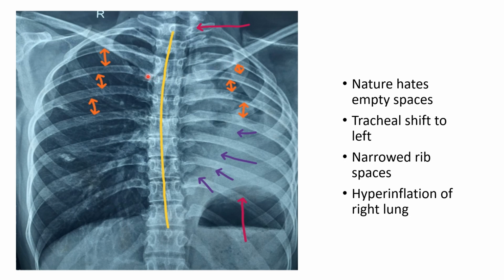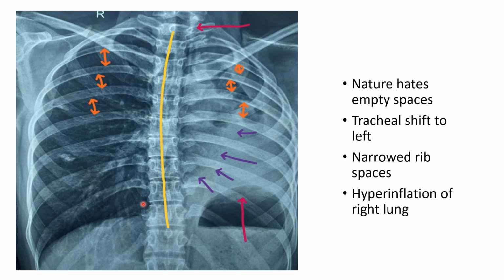The next point is, if you see this lung on the right side, there is what you call compensatory hyperinflation. It is enlarged because of the loss of volume in the left side. So to compensate, the right lung has enlarged. So this is a compensatory hyperinflation.